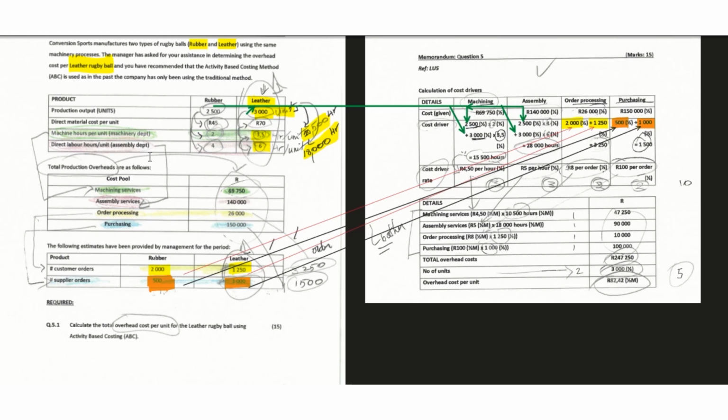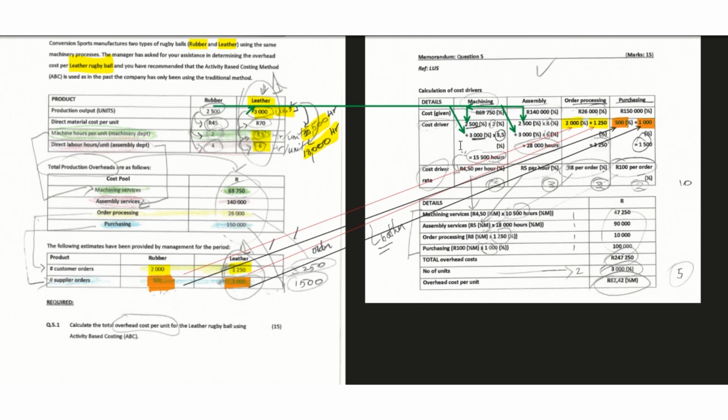And so, given that this is the situation, we will take the total cost that was provided for machining services, which is 69,750. When we're looking at the cost drivers, we will take the total production, which is the total output unit for the production. For the rubber it is 2,500, for the leather it is 3,000, right? So you take this unit, how many machine hours though? For the rubber it is 2, and for the leather it is 3.5. Okay, so that's what we're going to do.